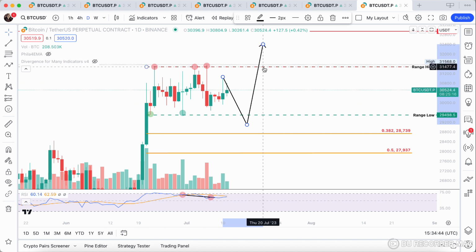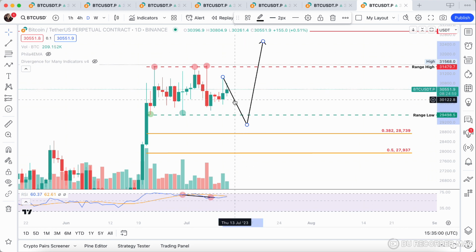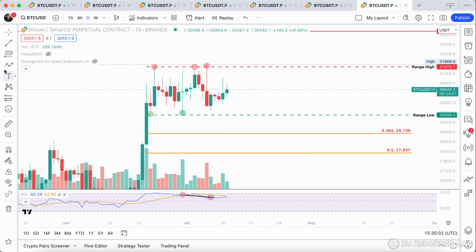For example, I will sell some of my position at 31,500, and afterwards I will keep taking profit as price action advances. Okay? Now, the second eventuality that may happen tomorrow is that inflation numbers will be in line with expectations. And if that occurs, I expect a pump first to the range high.